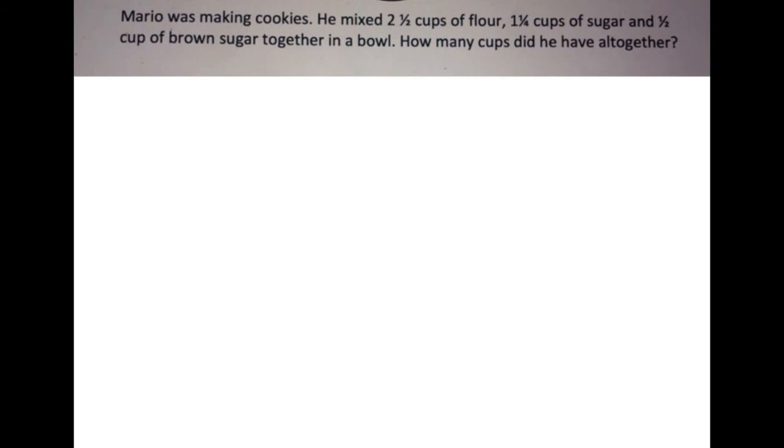Mario was making cookies. He mixed 2.5 cups of flour, 1.25 cup of sugar, and half cup of brown sugar. How many cups does he have altogether? So this is an addition problem. Altogether, that's the key word.